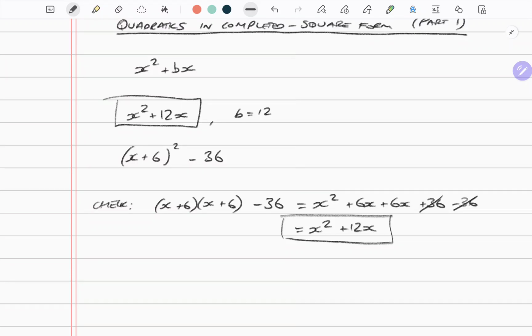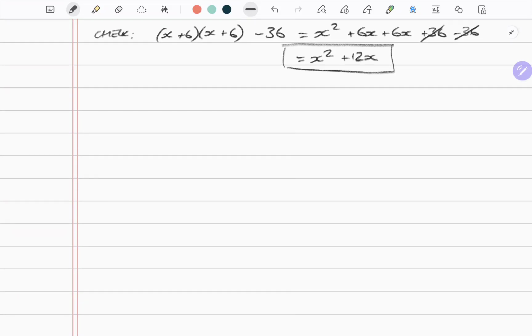So quick recap then. What we're doing is we'll write out the framework x plus or minus, then leave a space for the time being, and that bracket would be squared. And then what you do is you'll half the value of b and put that in that space in the bracket here. And then you will subtract the square of that value. In this case, 6 times 6 is 36. So let's quickly try another one.